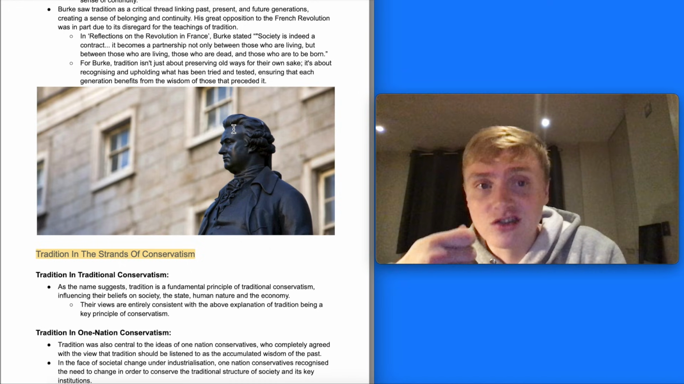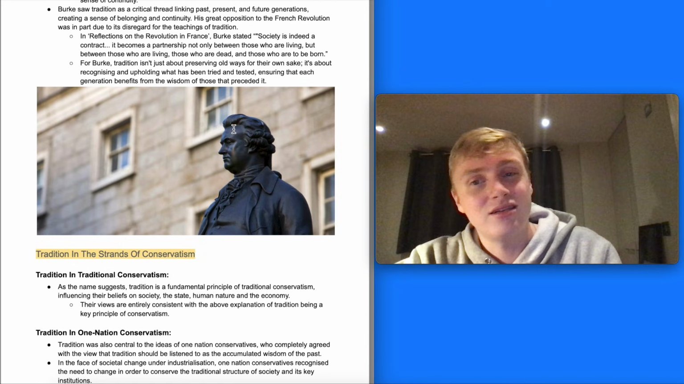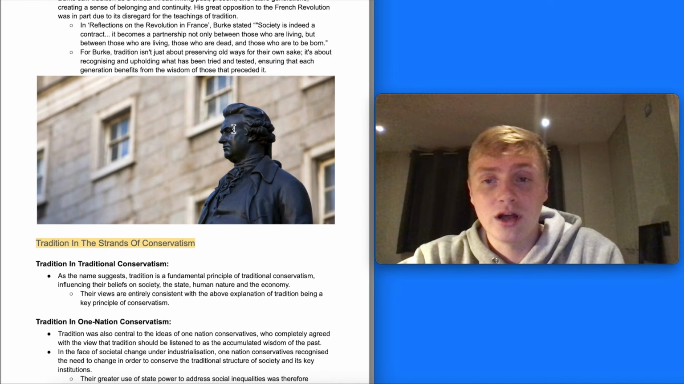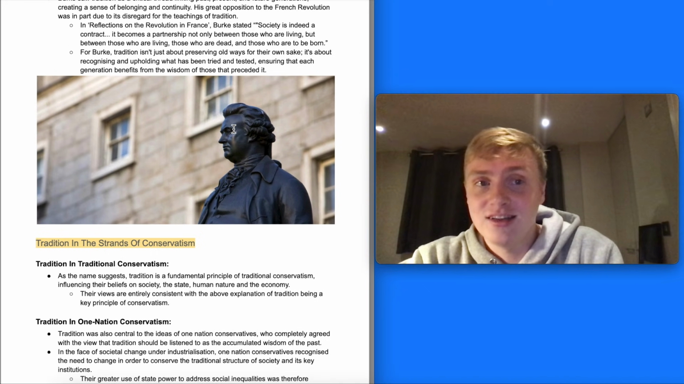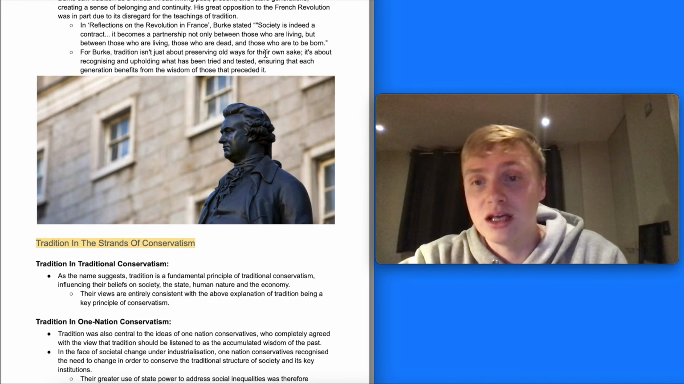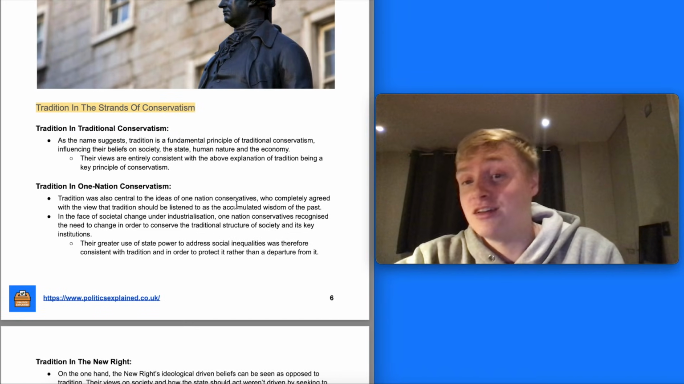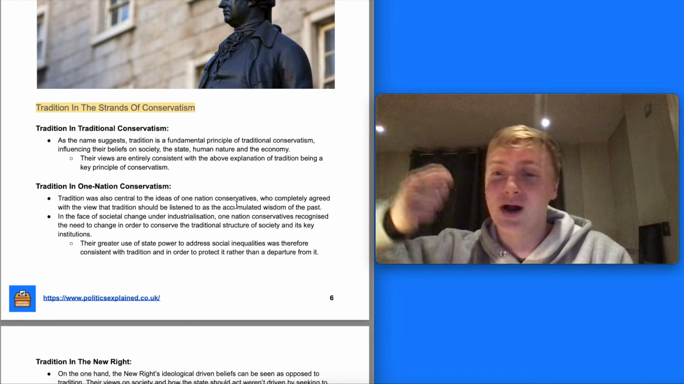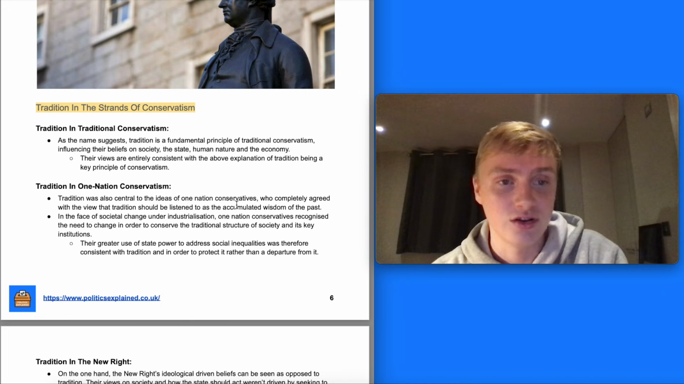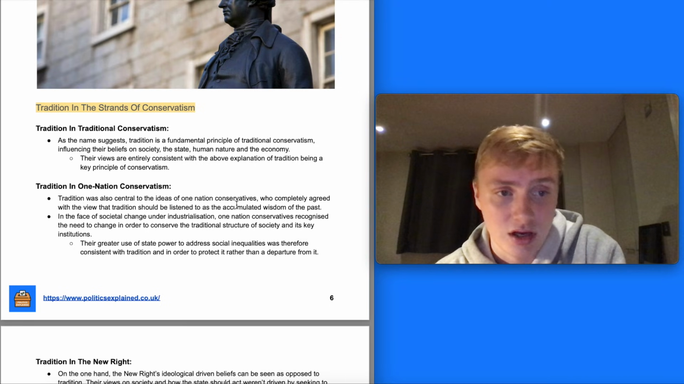So tradition isn't just, for Burke, about preserving old ways for their own sake. It's not, for conservatives, just about maintaining tradition for tradition's sake. It's about recognizing and upholding what's tried and tested. So this links into that idea of empiricism as well: that tradition is ultimately what works in society. So traditional conservatives effectively support all of the above. I've brought in Burke already. They see it as a fundamental principle of traditional conservatism, and it influences all of their beliefs on society, the state, human nature, and the economy.